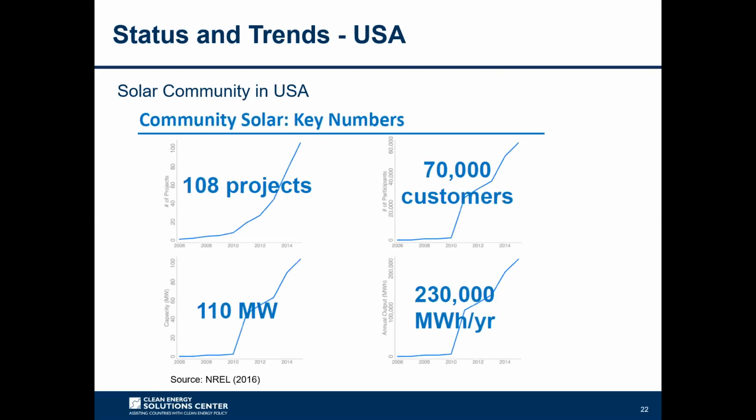If we look to the United States, figures from the National Renewable Energy Laboratory in a study from 2016 estimated the number of solar community projects in the United States at 108. There is an exponential growth of solar community power. These projects involve 7,000 citizens. Total installed capacity is estimated at 110 megawatts that produce 230,000 megawatt-hours per year.